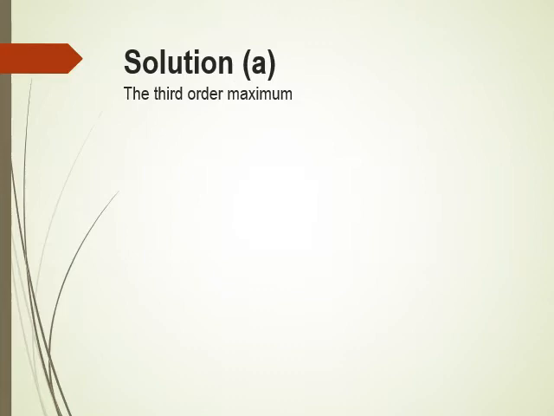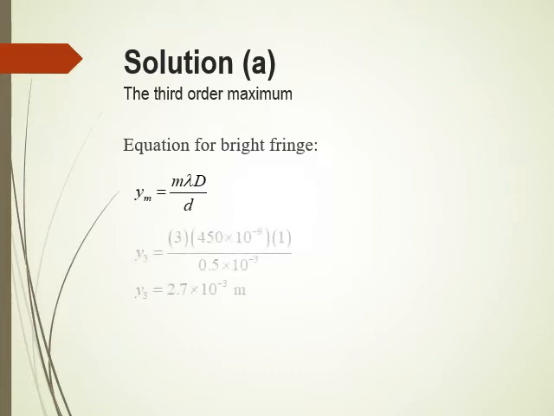To calculate the third order maximum, first you have to understand what it means by maximum. Maximum in interference means bright fringe. So let's apply the equation for bright fringe: y equals m lambda D over d. Substitute the values into the equation, and you will obtain y equals 2.7 times 10 to the power of negative 3 meter.